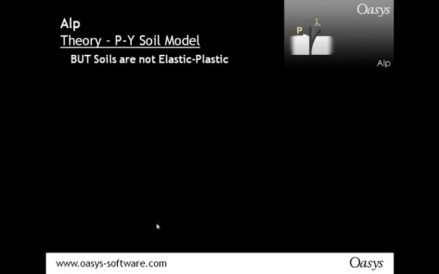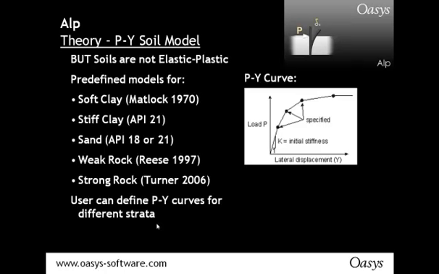But, as I mentioned, the elastic plastic model is not as realistic as we would like, and a more realistic model would be the PY soil model. So ALP has predefined models for soft clay, stiff clay, sand, weak rock, and strong rock. And also based on empirical values that you might have yourself, the user can define PY curves for the different strata. So this can easily be selected from a drop-down menu of predefined materials in the gateway section. And that's something that the user can do.